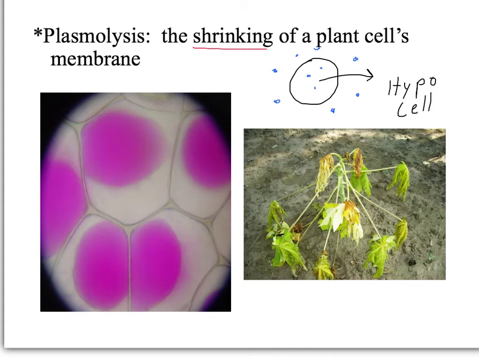And this is what happens when a plant isn't watered for a long period of time. So there is more water in the cells than around the cells. And so water will leave those cells, shrinking those cells and causing the plant to wilt.